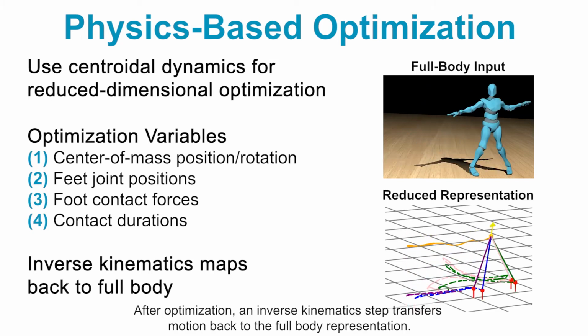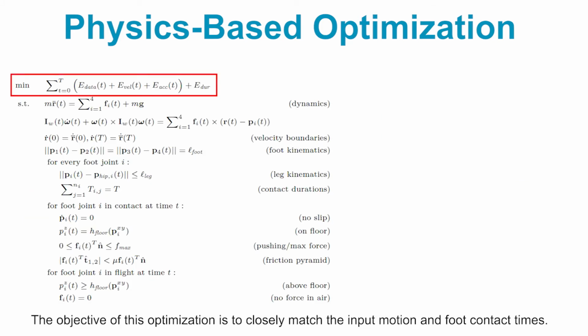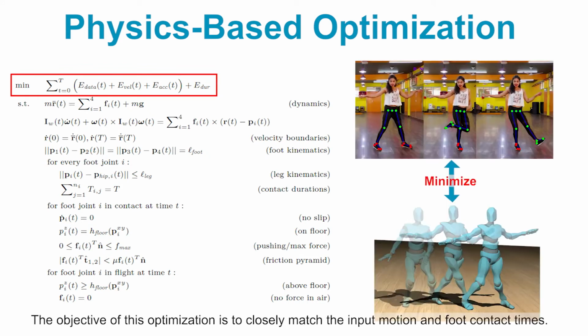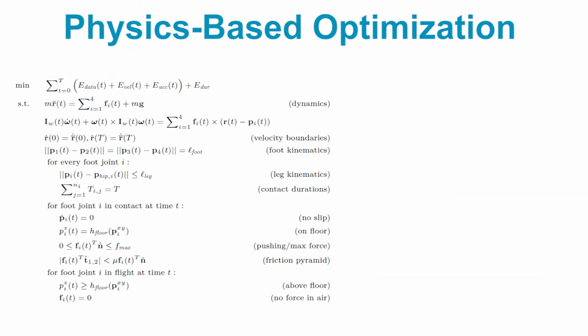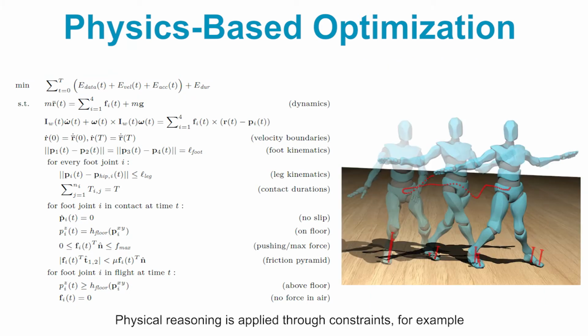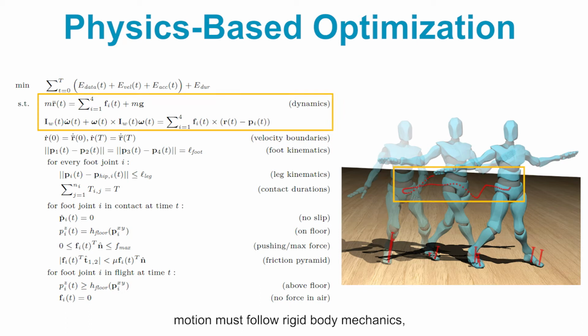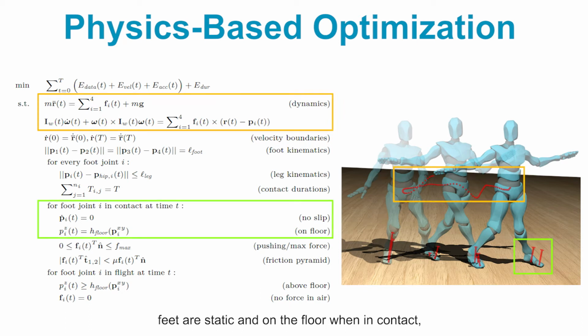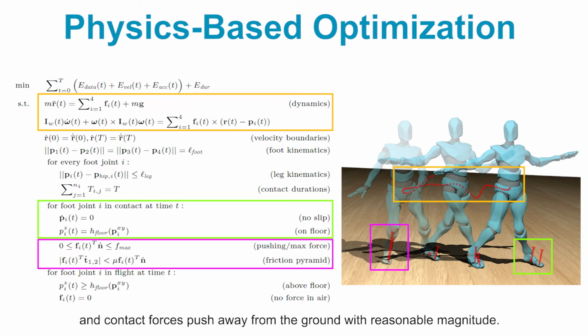After optimization, an inverse kinematic step transfers motion back to the full body representation. The objective of this optimization is to closely match the input motion and foot contact times. Physical reasoning is applied through constraints. For example, motion must follow rigid body mechanics, feet are static and on the floor when in contact, and contact forces push away from the ground with reasonable magnitude.